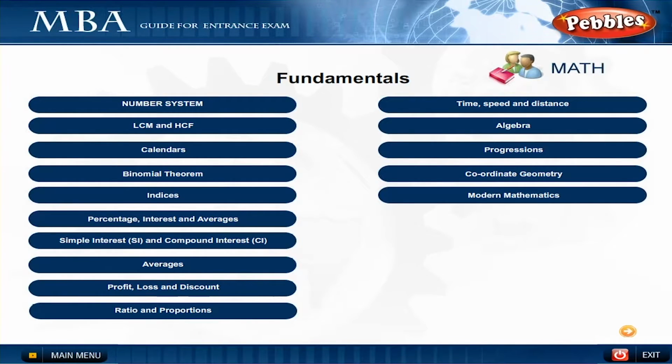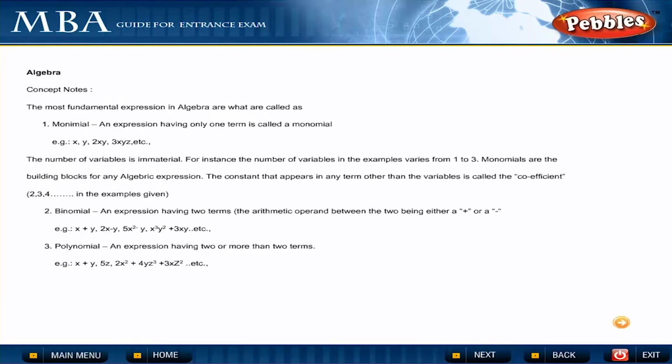Algebra. Chapter 12. Algebra. Concept notes. The most fundamental expressions in algebra are what are called monomials. An expression having only one term is called a monomial.